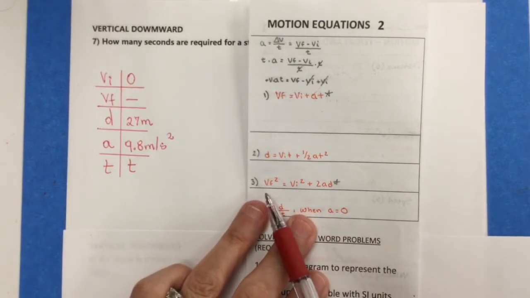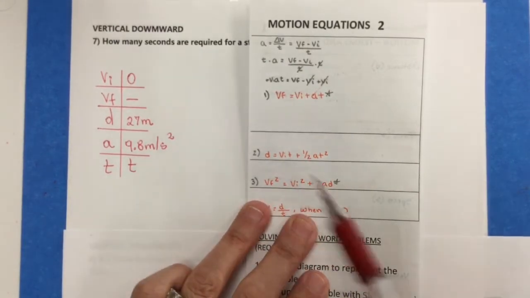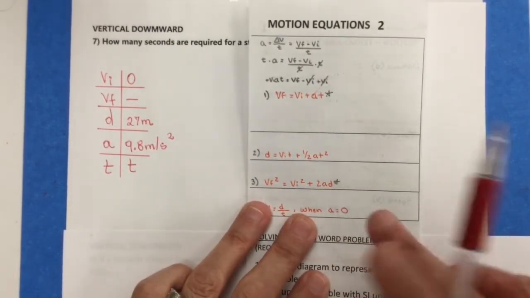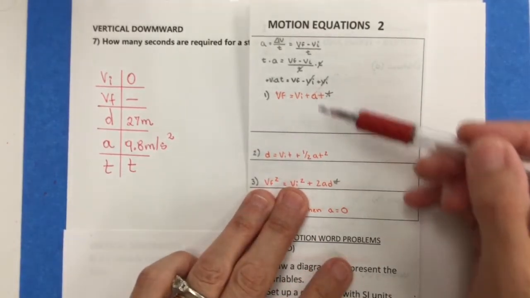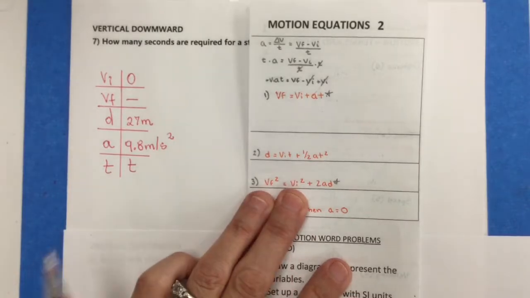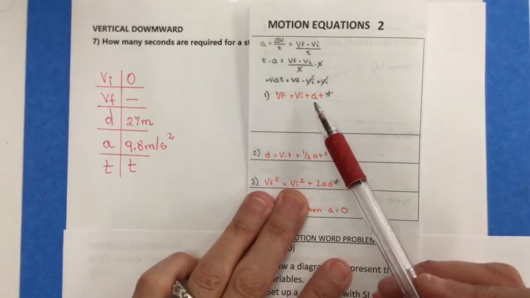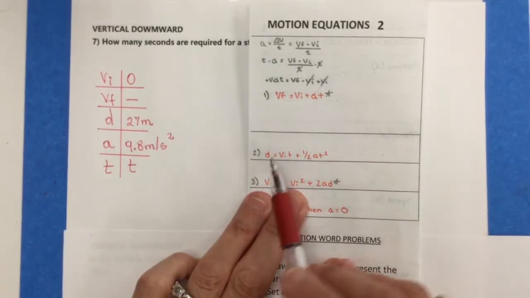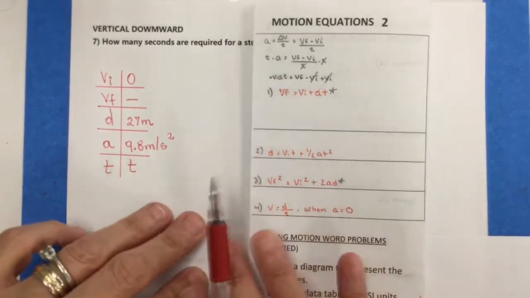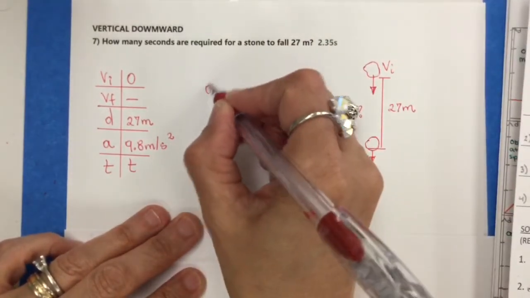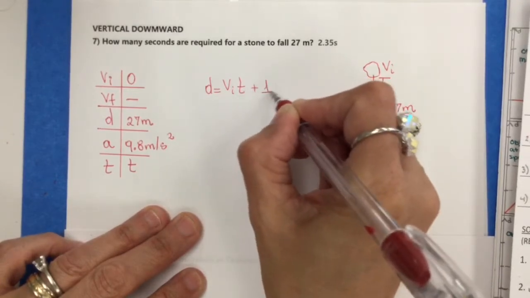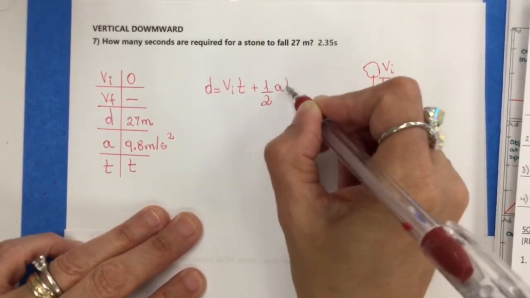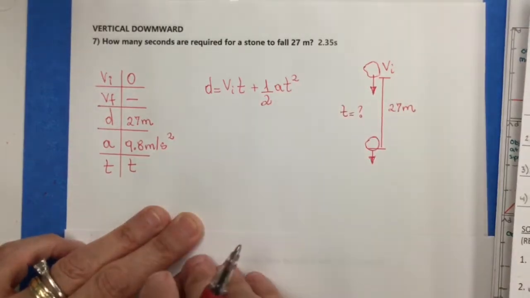Now, the equation number 3, we need to find time. So we don't have time in this equation. So that's another one that we can eliminate. Now we have equations 1 and 2, but equation 1 does not have a distance. So by elimination, we are using equation 2. So D is equal to VI T plus half A T squared. So this is the equation.